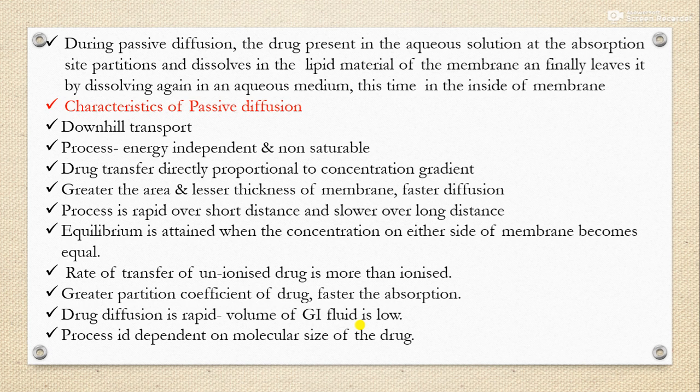So let us now study the characteristics of passive diffusion. The drug moves down the concentration gradient, indicating downhill transport. So passive diffusion is also called downhill transport. The process is energy independent and non-saturable. This process of drug absorption does not require energy and hence it is energy independent.